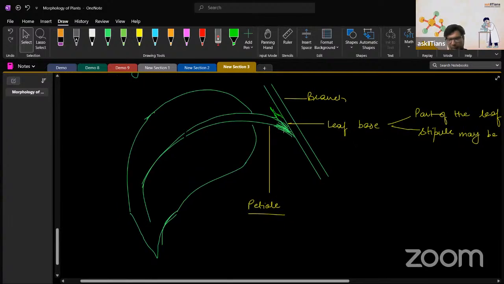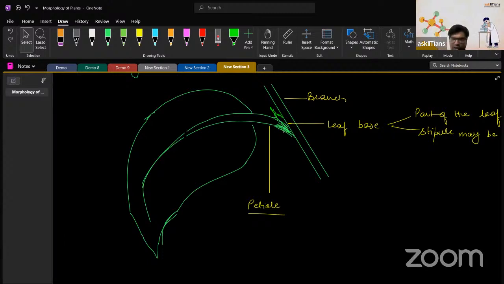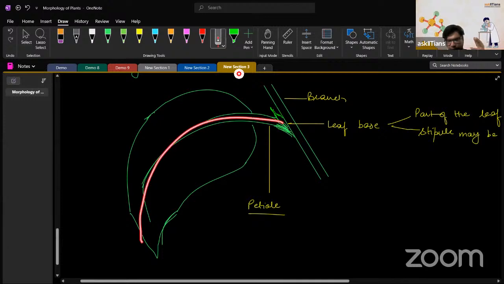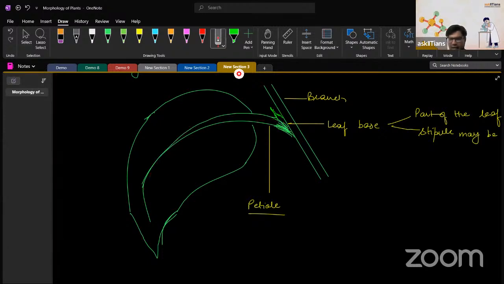Now, the next part is the petiole. It is the part of the leaf which connects the rest of the leaf to the leaf base, which is obviously attached to the branch or the stem. First of all, as you can see, it is quite long, right? It is quite long here. And one more thing, it is long and thin, obviously, but with that, the petiole is flexible. Not extremely flexible, it is flexible.